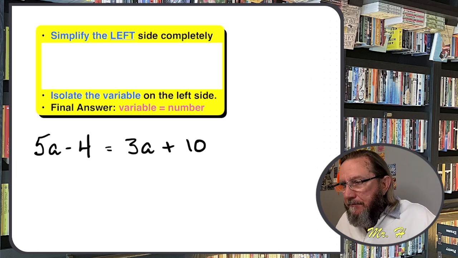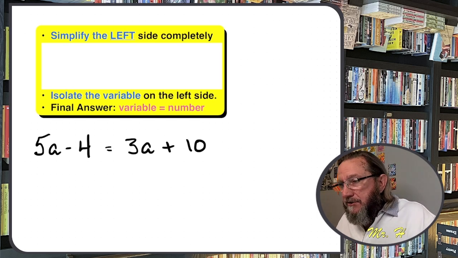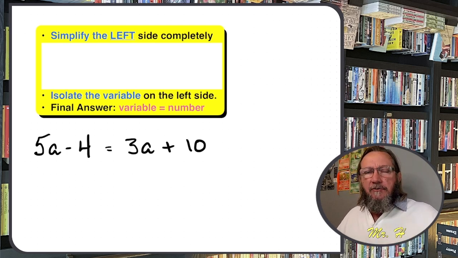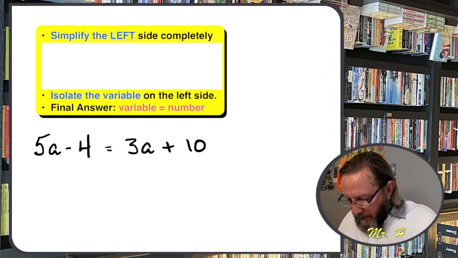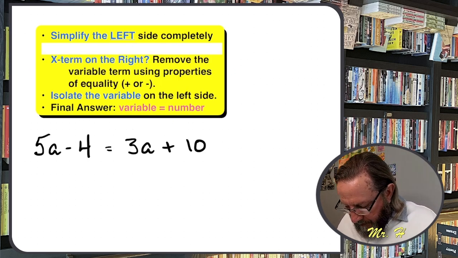There's nothing to simplify on the left side. That's step 1. All right. There's nothing to simplify anywhere. So we've just got to go straight to isolate the variable. Well, we can't isolate the variable yet because the variable's in two different places. So we need to add something to our recipe. And that recipe step is going to be this guy right here.